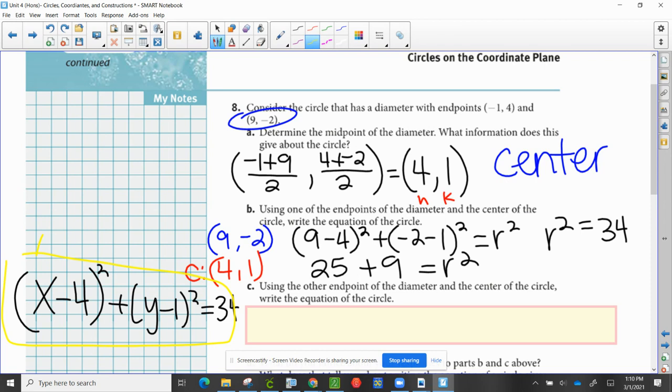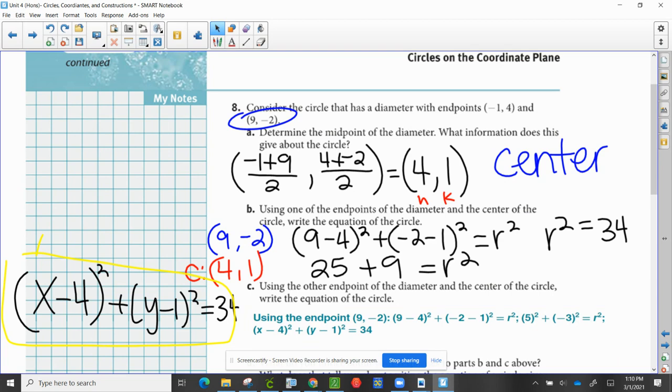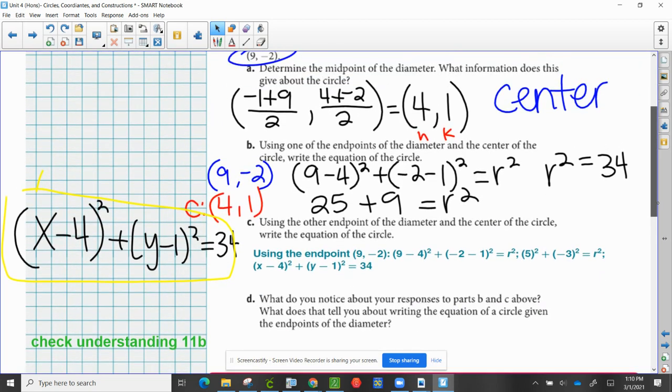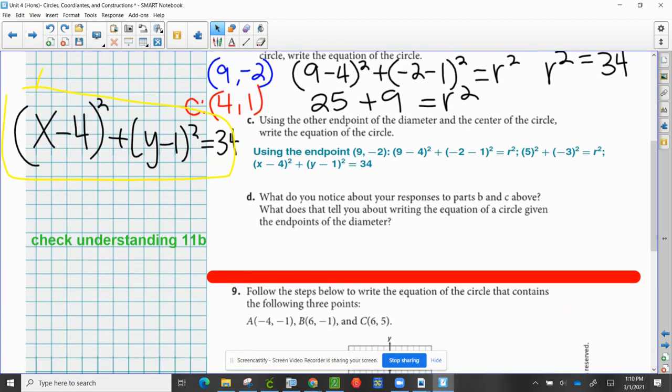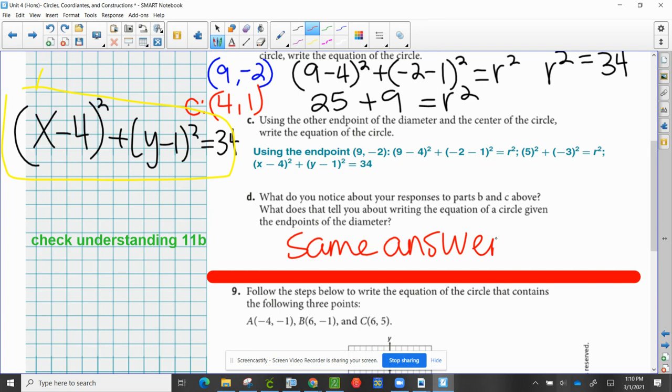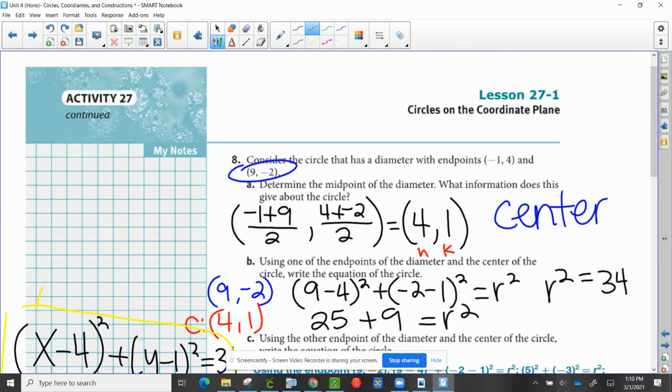Okay. Now, if you use the other endpoint, let's see. Now, I used this one, but if you use the other endpoint, you should get the same answer. It shouldn't matter. You would still get the r squared to be 34, depending on which point you use. So if I picked -1, 4, the answer should still come out to be the exact same thing I got if I plugged in 9, -2.